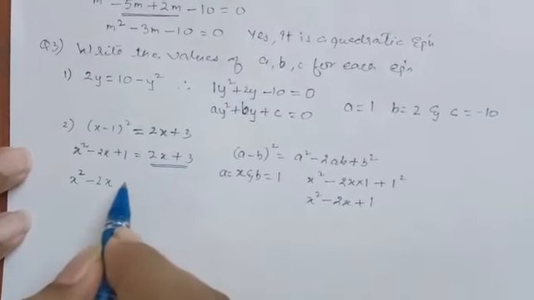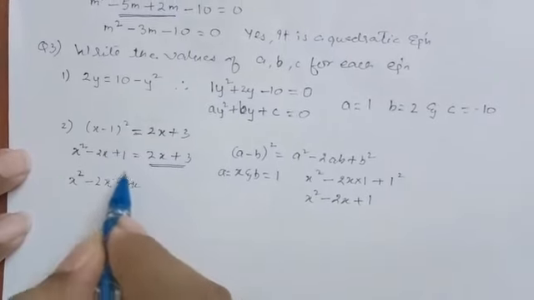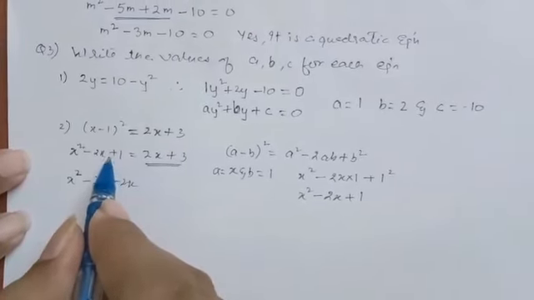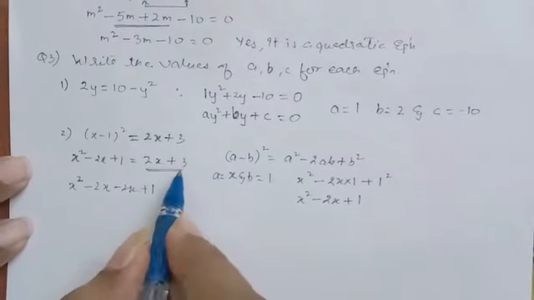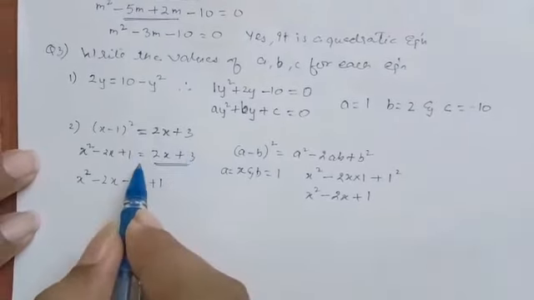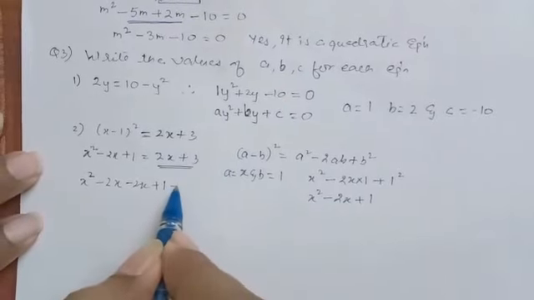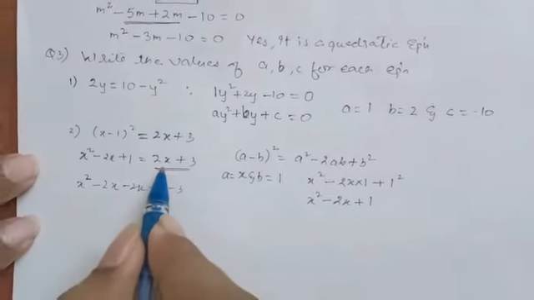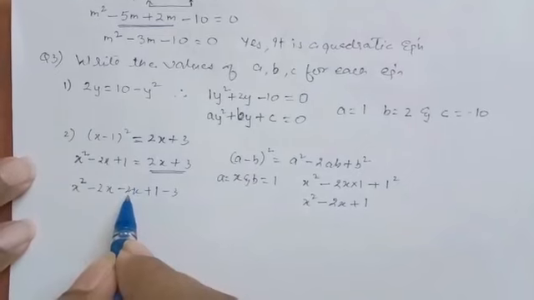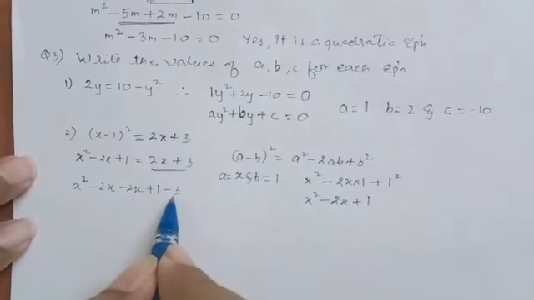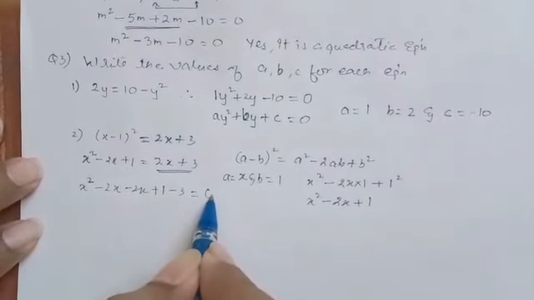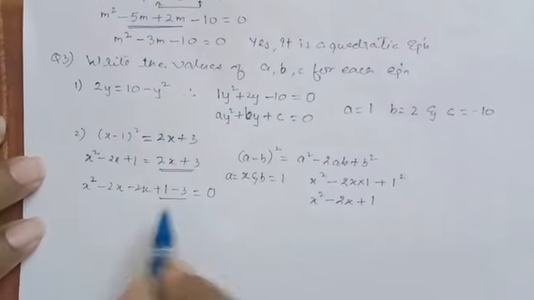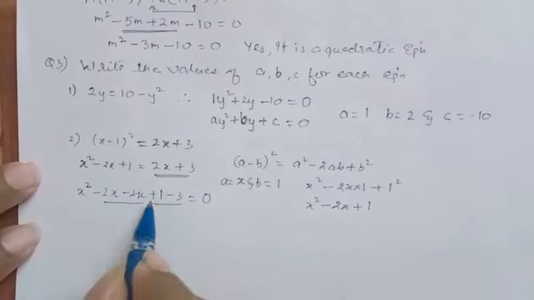The sign will change, plus 2x will become minus 2x. This plus 1 to the left hand side itself, so no change in sign, plus 1. And now this plus 3, if I bring it to the left hand side, it will become minus 3. And now nothing remains here because this went here and became minus 2x, plus 3 went there and became minus 3, the equal to sign came here and right hand side will be equal to 0.